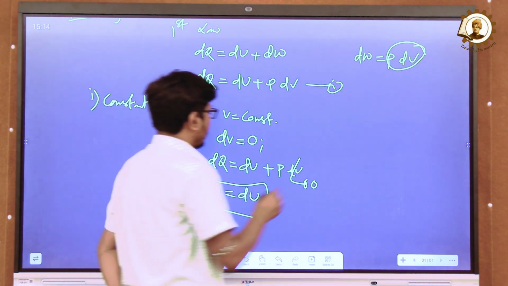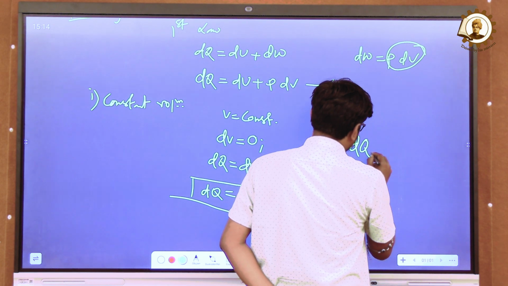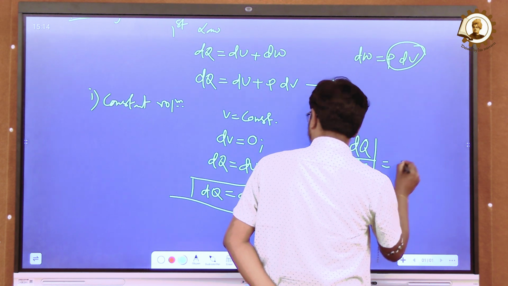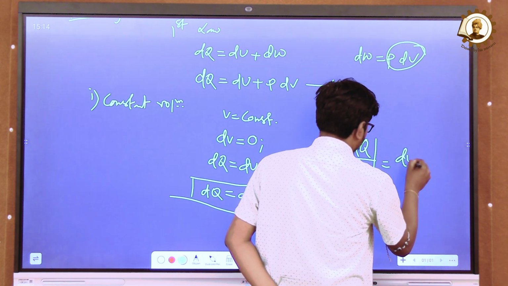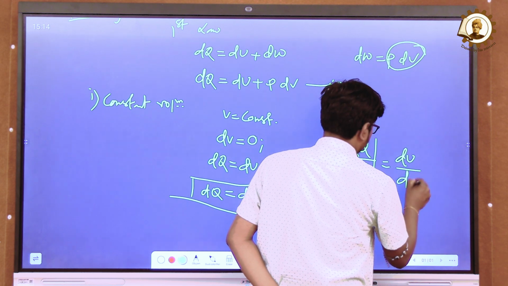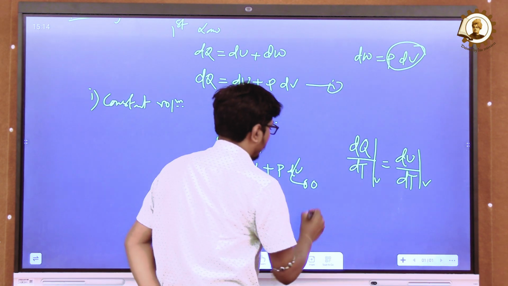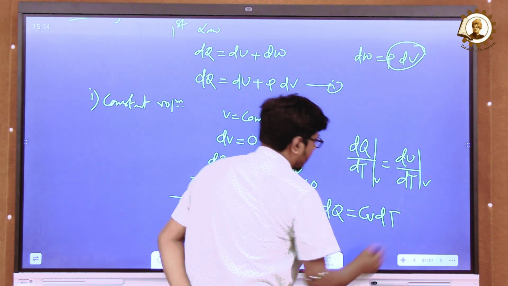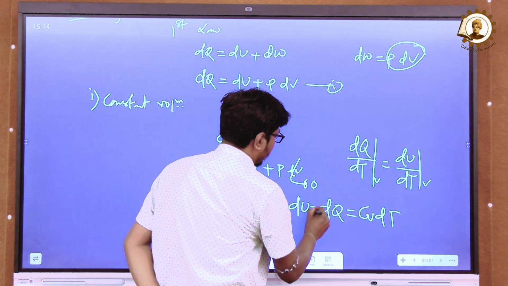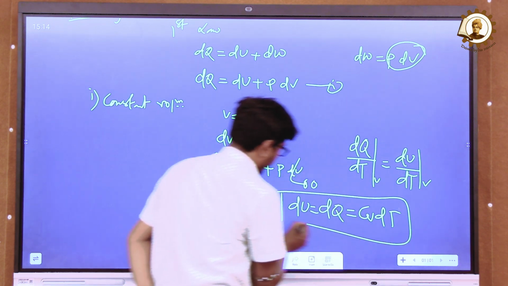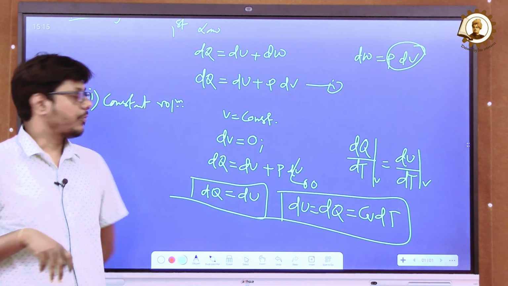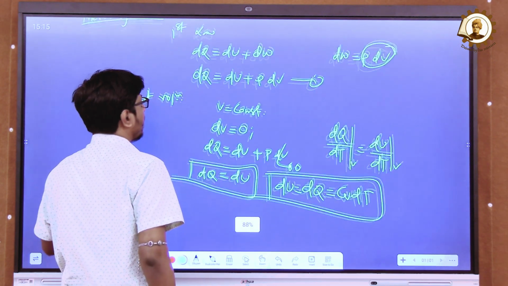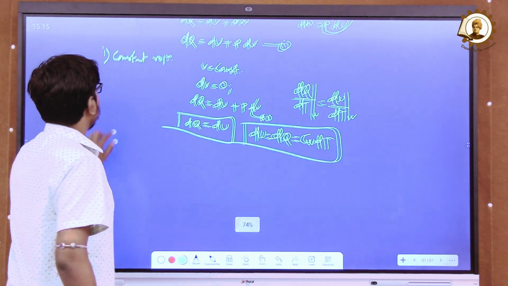Now, we know that delta Q at constant volume is equal to du by dt at constant V. So, therefore, we can write delta Q is equal to Cv dt, or that is equal to delta U also. So, this is for the constant volume process, where Cv is the specific heat at constant volume. Okay.